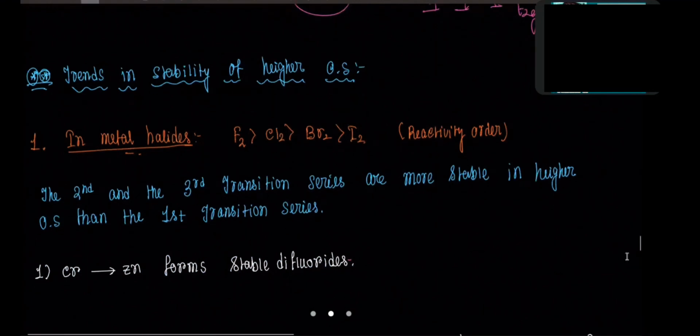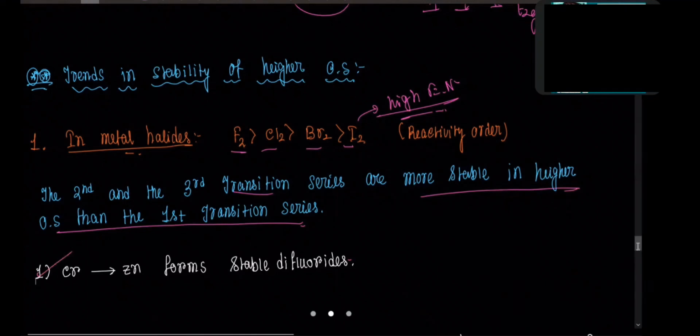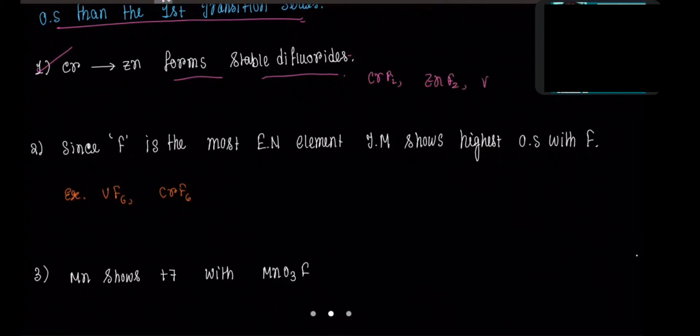Now it's time we talk about the stability of the higher oxidation state. So you can see that metals are very much stable with the halogens because of their high electronegativity. And that's the reactivity order of the halogens, it goes from fluorine to iodine. You can see that the third transition series and the second transition series are able to stabilize their higher oxidation states, not the first one. Because in the first series, if you see chromium to zinc, they are forming stable difluorides. So that's CrF2, ZnF2. They are making difluorides, VF2, like this. They're not making higher oxidation states.